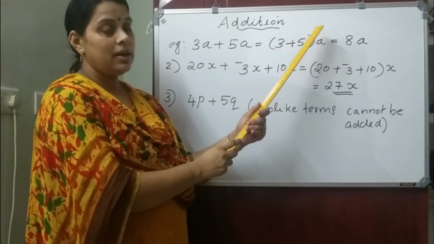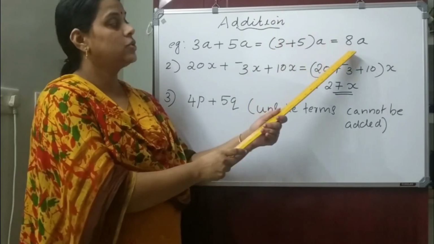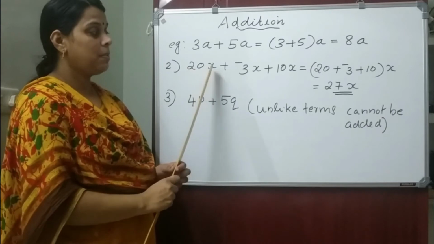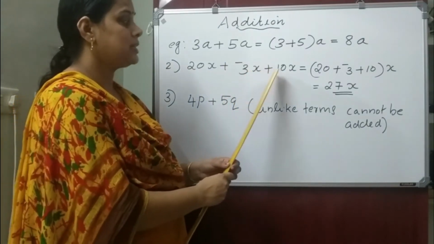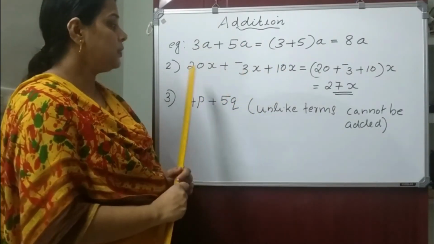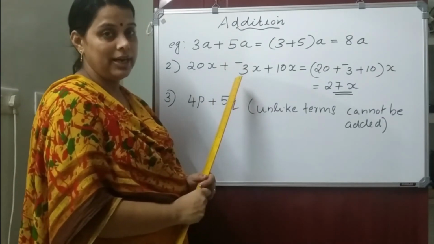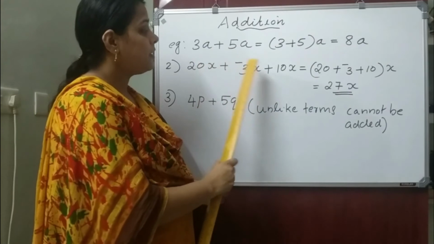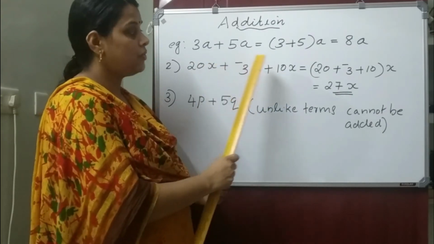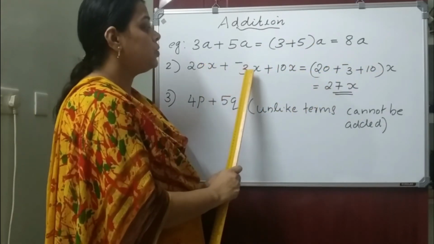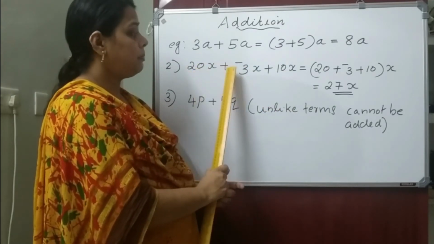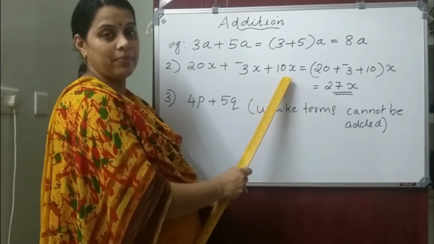Then a is common. So the answer is 8a. Next is 20x plus minus 3x plus 10x. First we need to check whether the terms are like or unlike. These are like terms. The algebraic factor is x. So we just need to add all the numerical coefficients.